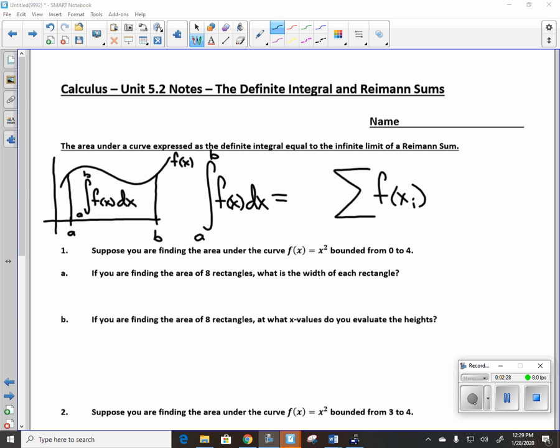I mean, that's kind of what we've been doing, right? We've been finding different x values to plug in to get the height. So that's just the different x values we plug in. So we have the sum of the heights times the width, right? What we use to represent width is delta x. That's the capital letter for delta in Greek.